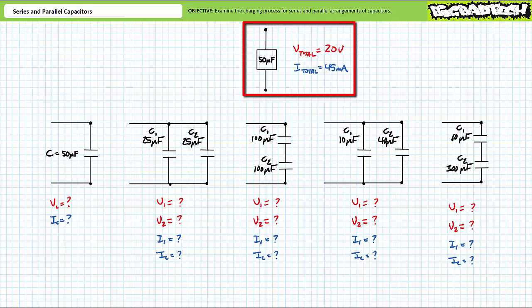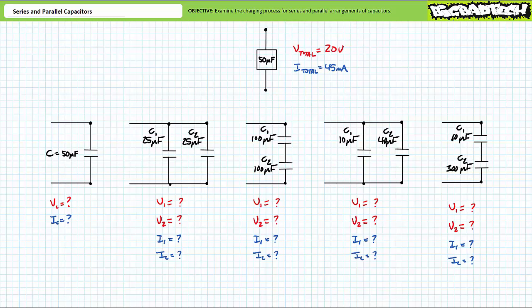Consider a box with the label 50 microfarads on the side. We don't know what's inside the box as of yet. All we know is it has a total capacitance of 50 microfarads. At t equals whatever, we know that the instantaneous voltage across this 50 microfarad element happens to be 20 volts, and instantaneous current through it is 45 milliamperes. Here are your tasks. Determine the voltage across and the current through the elements in question when the elements inside the box labeled 50 microfarads have the following values.